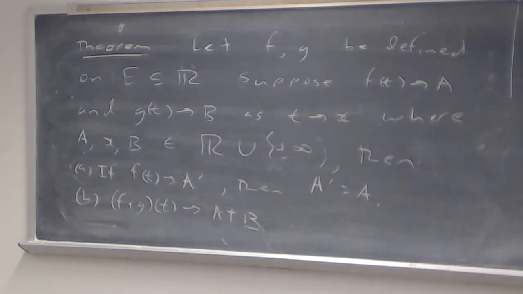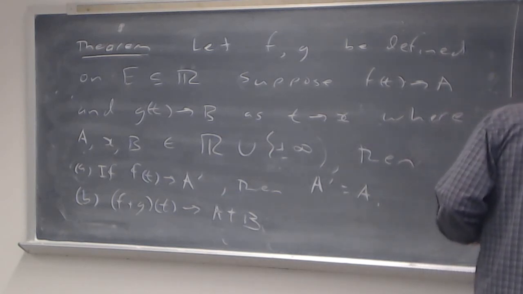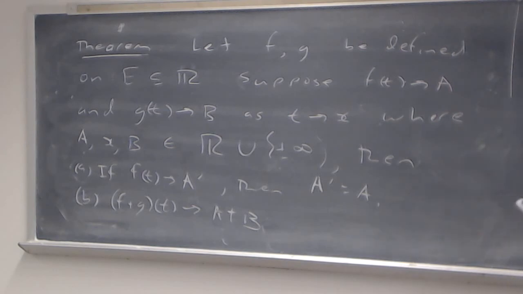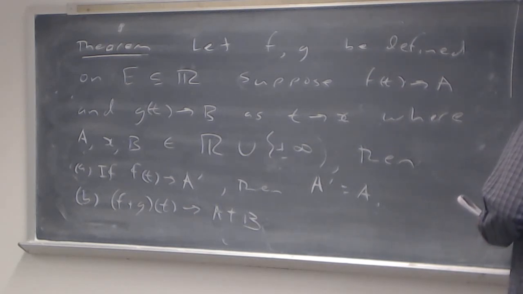And I want to say just a little bit more. Note, infinity minus infinity, 0 times infinity, infinity over infinity, and A over 0, if A is different than 0, are not, well, A, no matter what, are not defined.